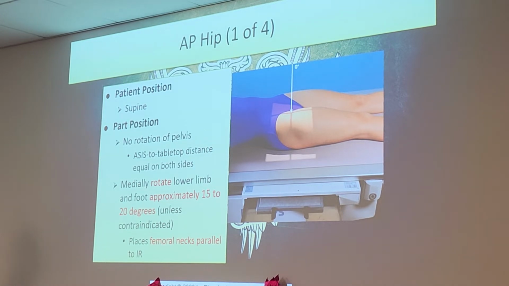Now also, just like with the AP pelvis guys, this is going to place the femoral necks parallel. Very important point there. So greater trochanter is in profile, femoral necks are in parallel.